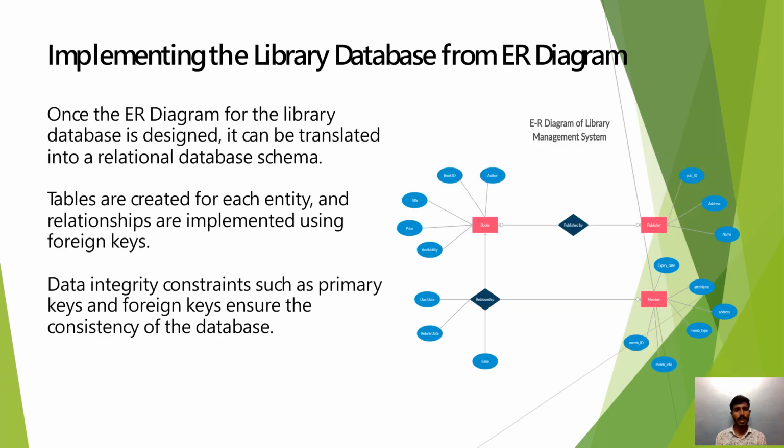Implementing the library database from ER diagram. Once the ER diagram for the library database is designed, it can be translated into a relational database schema. Tables are created for each entity and relationships are implemented using foreign keys. Data integrity constraints such as primary key and foreign key ensure the consistency of the database. So, I can see how many ER diagrams are shown in the figure also.